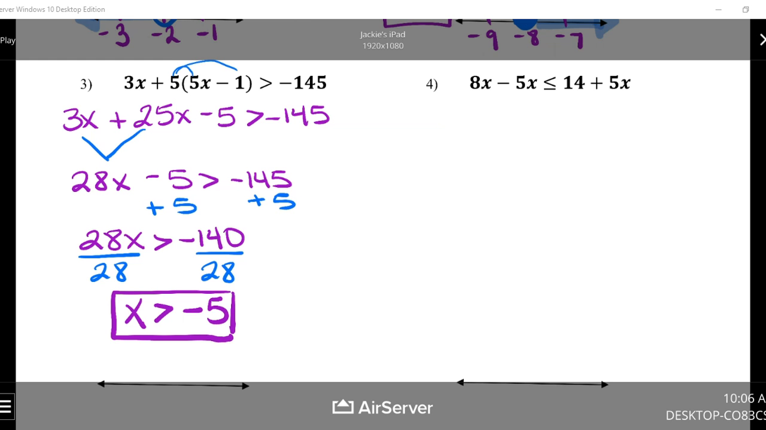And -140 divided by 28 is -5. -5 is not included in the possible solutions, so it's going to be open or not filled in at -5. And it's all values greater than, so we want to shade to the right.